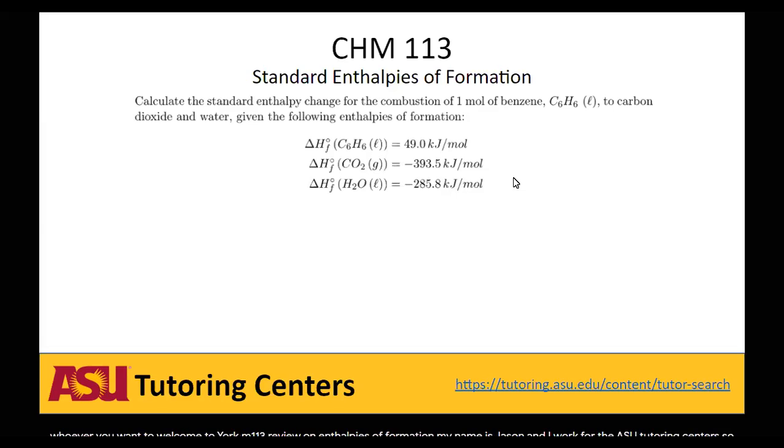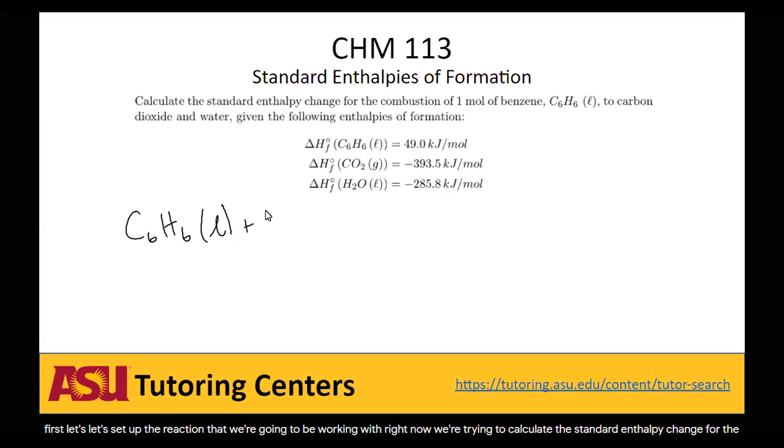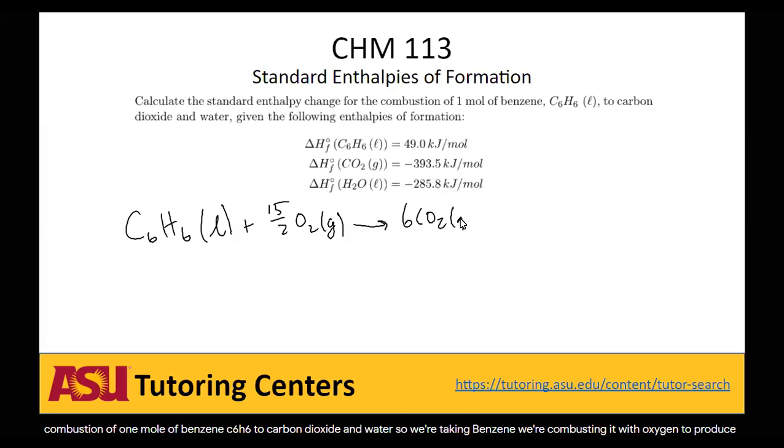So first let's set up the reaction that we're going to be working with right now. We're trying to calculate the standard enthalpy change for the combustion of 1 mole of benzene, C6H6, to carbon dioxide and water. So we're taking benzene, we're combusting it with oxygen to produce for us carbon dioxide and water. And I balanced it already for you, so you don't have to worry about that.